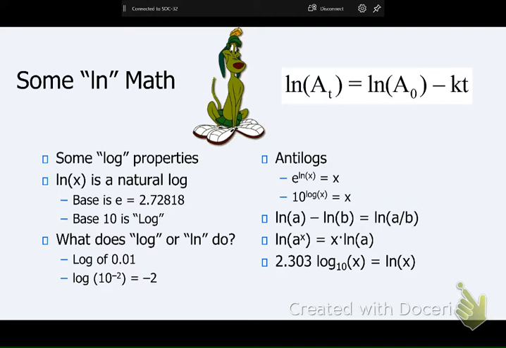Couple of things. What is a log, right? There are different kinds of logs. There's a base 10 log. Right? And traditionally, it's given that.